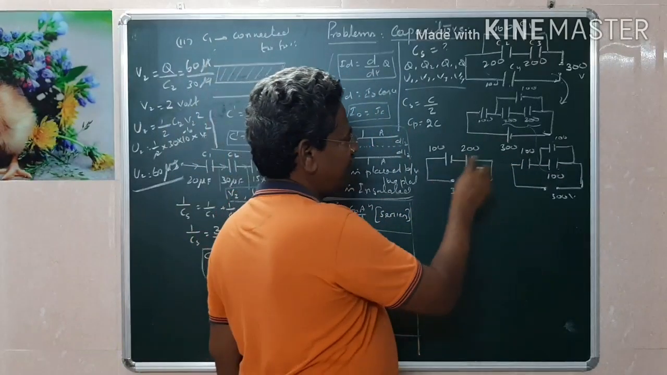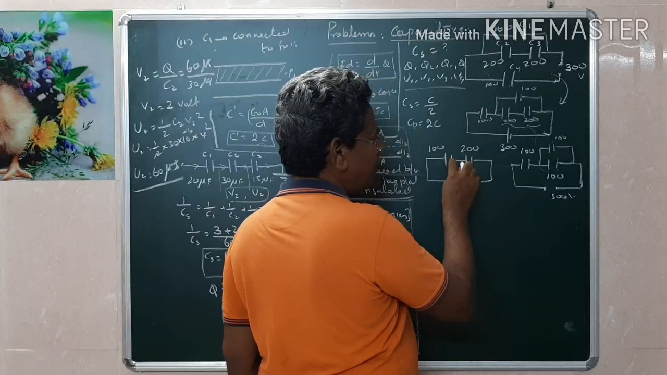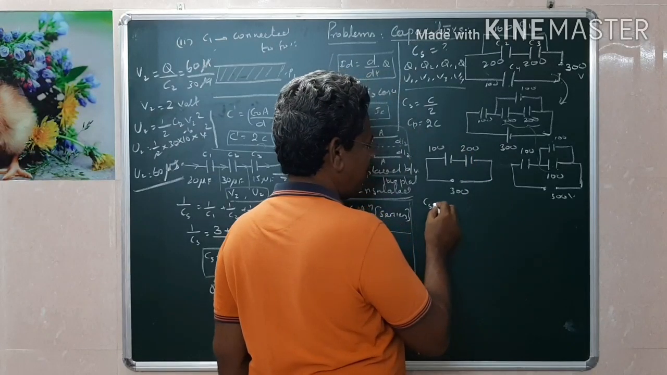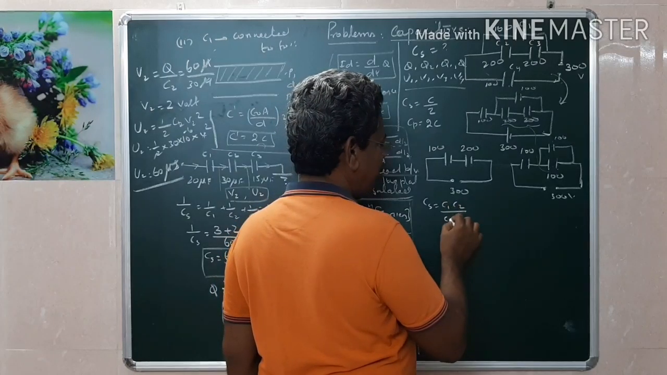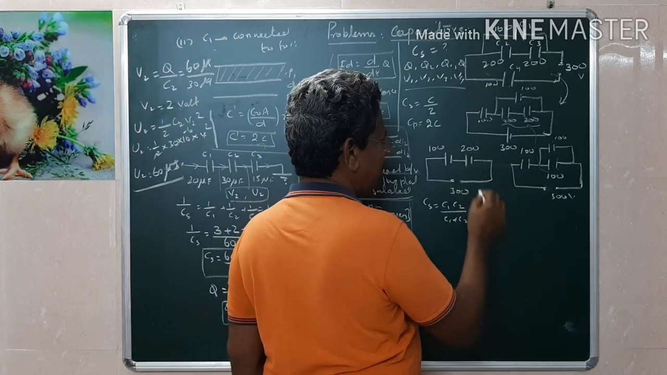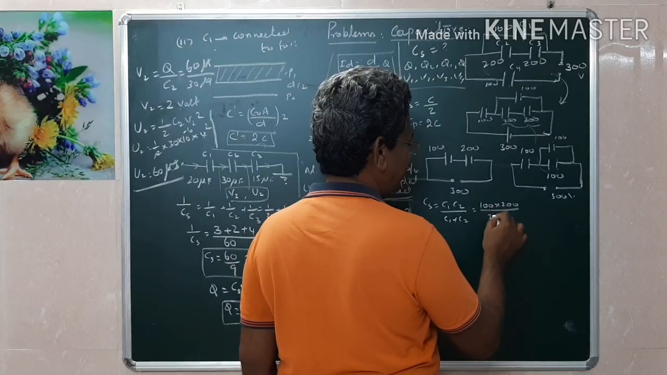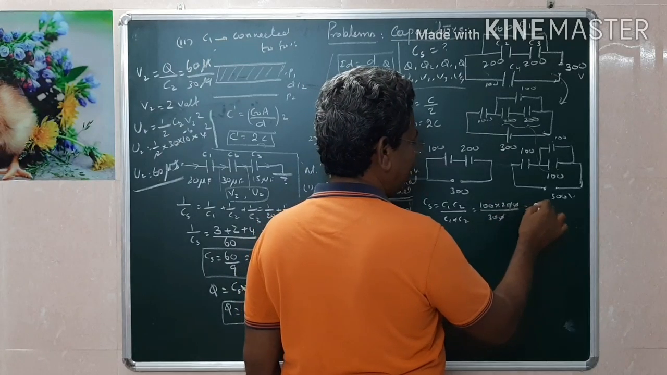Now these two are in series. Therefore, for this series you have to find out Cs. For this one, Cs equals C1 C2 by C1 plus C2. What is C1? 100. What is C2? 200. What is C1 plus C2? 300. What is this? Cancel. And what is the answer?